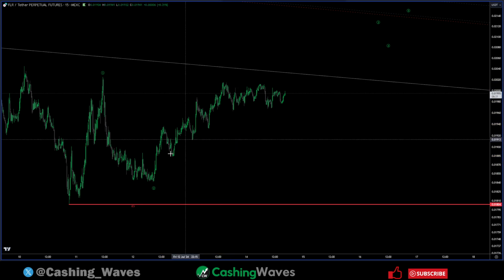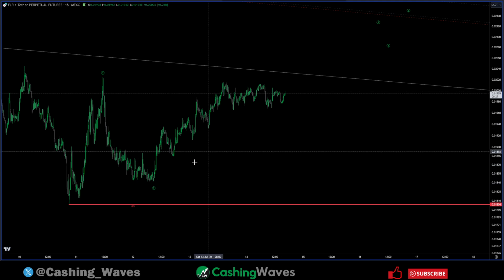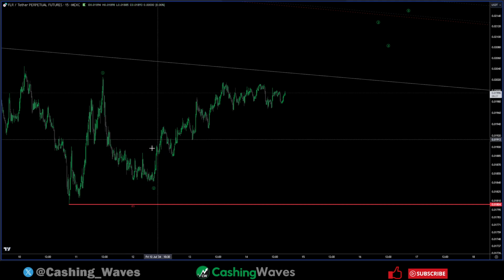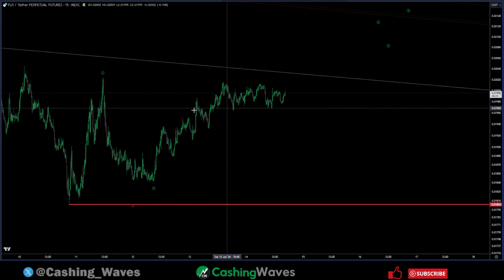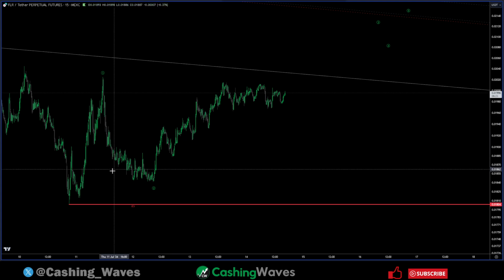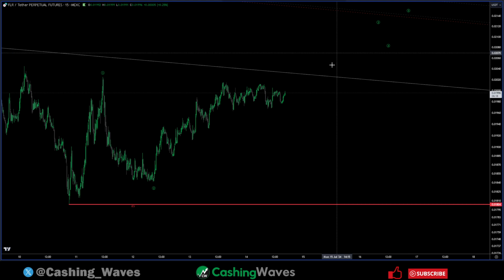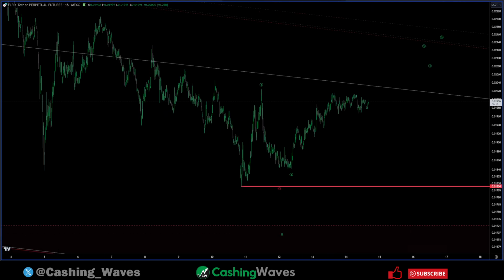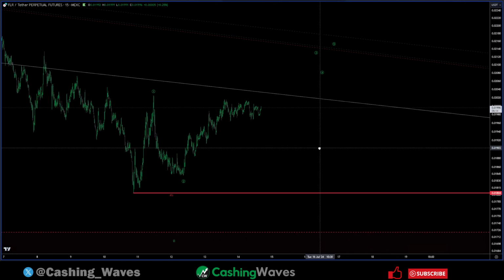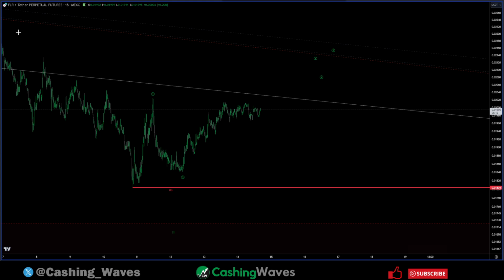There's no impulse. It's just either nested 3-1-2s all together, or a 1-2, 1-2, or this is part of some B wave of some sort that's extending out. You can see it's a very, very ugly count. Very ugly.